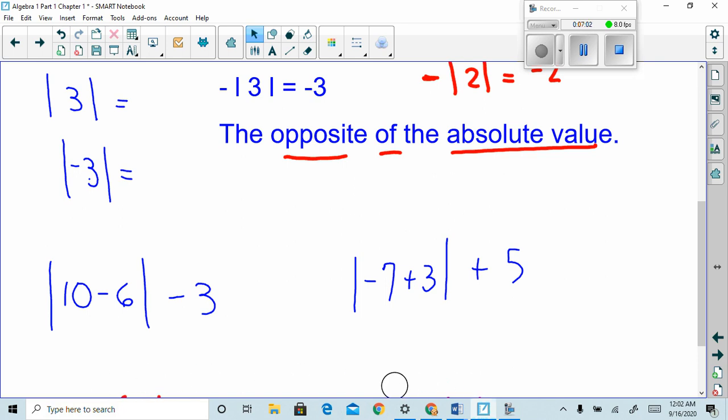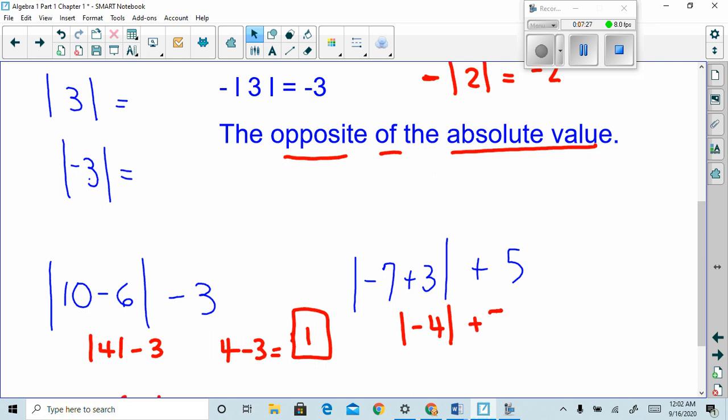So let's take a look at the one on the left. 10 minus 6 is 4, and the absolute value of 4 is 4. So that gives me 4 minus 3, which equals 1. In my second one, I have -7 plus 3, and that's asking me for the absolute value of -4, and then adding 5. Absolute value of -4 would be 4, and 4 plus 5 is 9.